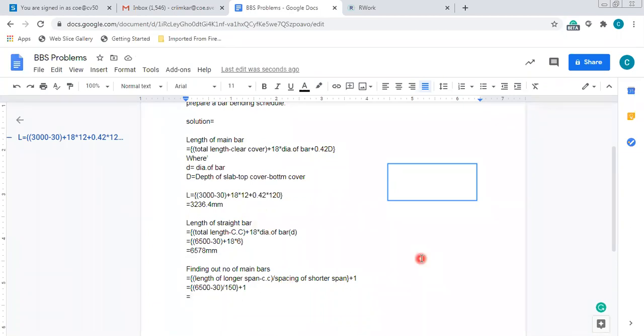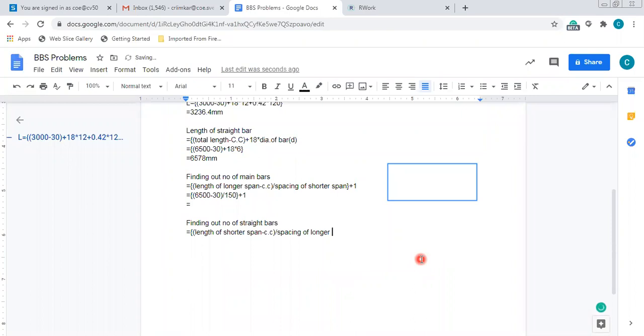Please solve the problem and tell me the answer. Meanwhile, I will proceed to the next one. Finding out number of straight bars: length of shorter span, minus clear cover, divided by spacing of longer span, complete, plus 1.